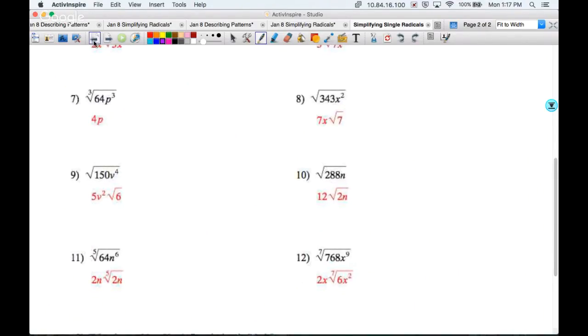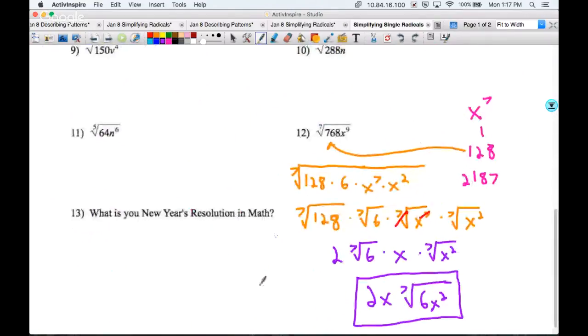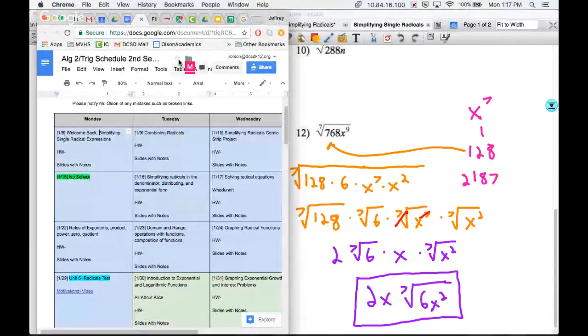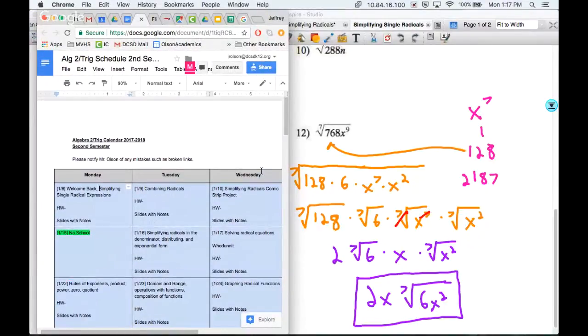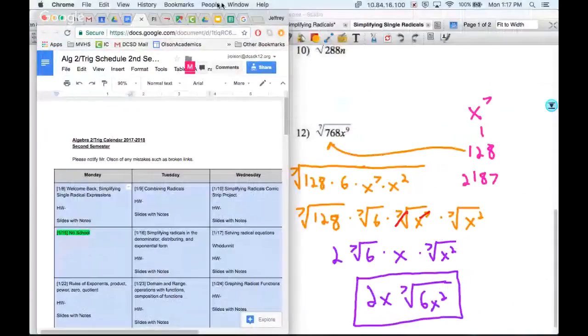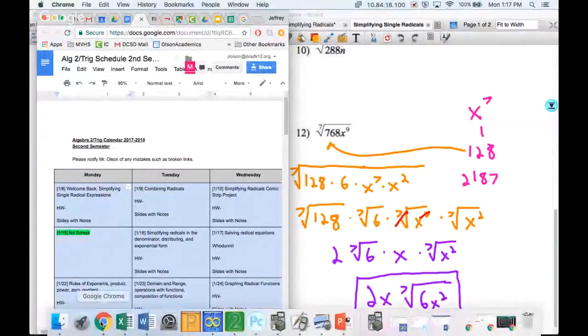Yep. All right. Make sure you write good New Year's resolutions in math for question 13. And that's all I've got for this homework here. As soon as I can find where I sign up. Where did I just... There it is.